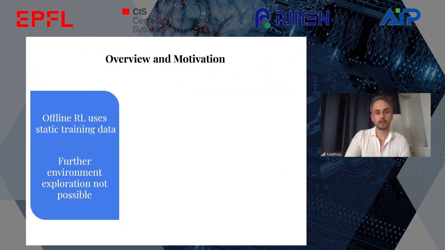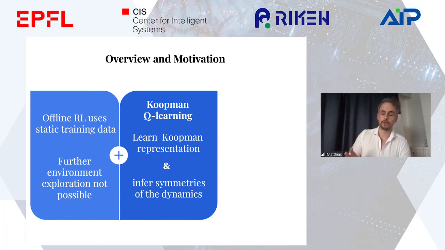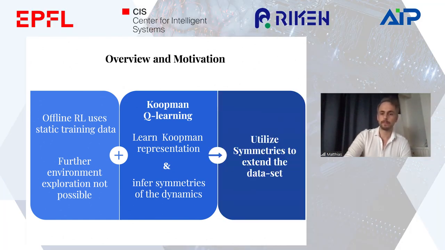So I'm mainly going to talk about offline RL today, which uses a static training data set. In particular, that means that further environment exploration is not possible. We call this framework Koopman Q-learning, because we learn a Koopman latent representation, from which we infer symmetries of the dynamics of the system. And we then utilize the symmetries to extend the data set.